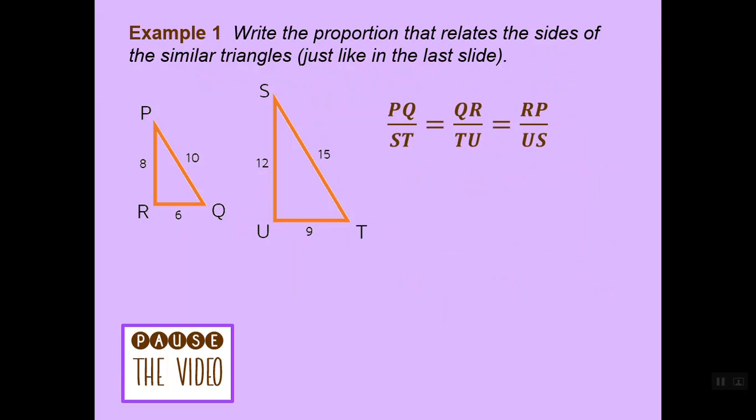Here we go. PQ over ST is equal to QR over TU is equal to RP over US. Now, it doesn't matter which order those ratios are written if you have them in a slightly different order. And remember, you can write PQ as QP, and it means the same thing.